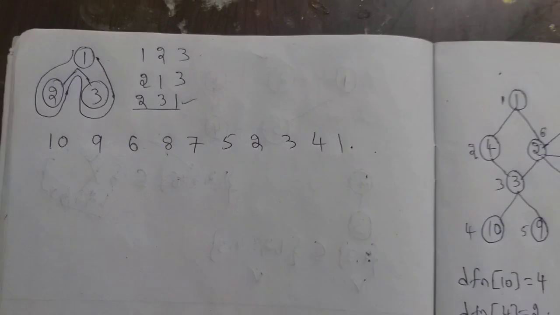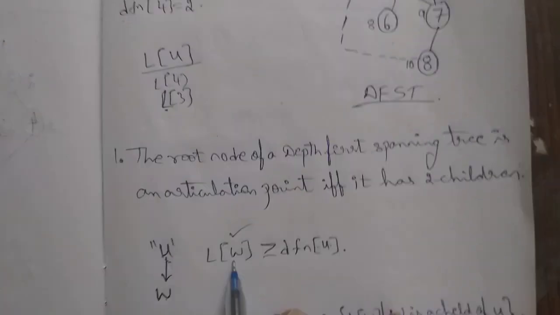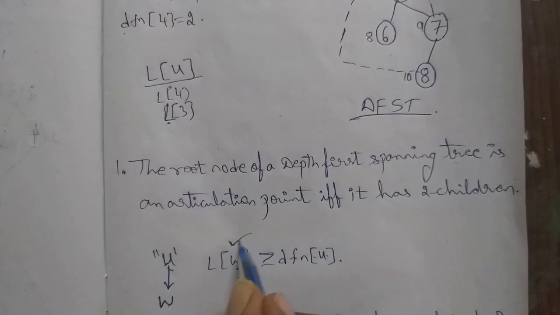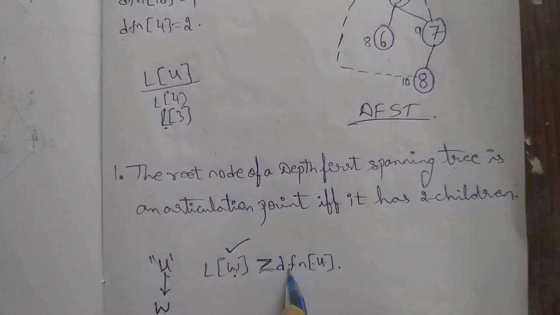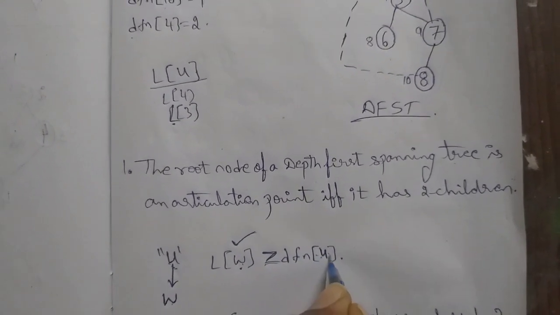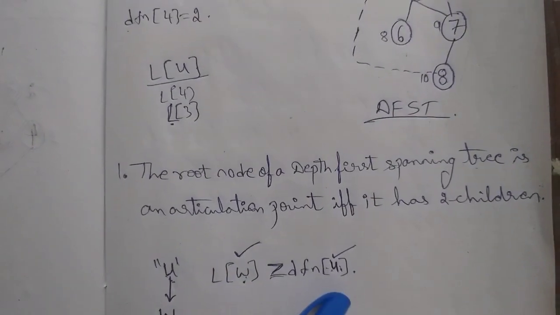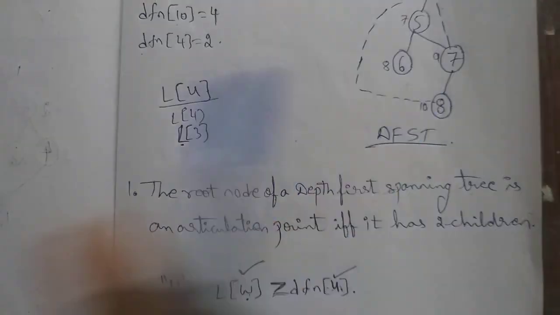Yes. Using this post order traversal sequence only, we will find the L values of all the vertices, and if at any vertex the child of that vertex has L value greater than or equal to the depth first number of that vertex U, then you can say that U is an articulation point. In order to find that out, we are calculating these L values.